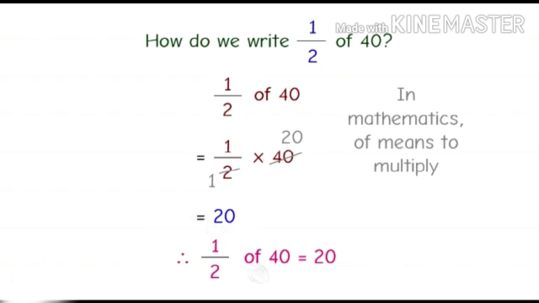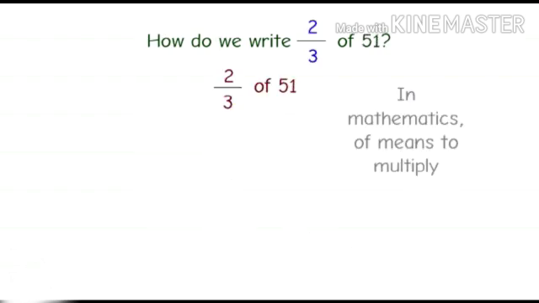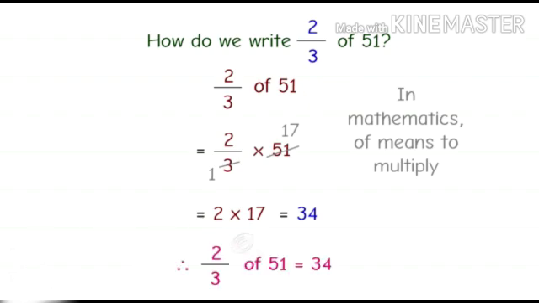How do we write 2 by 3 of 51? In mathematics, "of" means to multiply. 2 by 3 into 51, replace "of" by into, so 3 in 3 table 1 time and in 51, 17 times. 2 into 17, 2 17s are 34. Therefore, 2 by 3 of 51 is equal to 34.